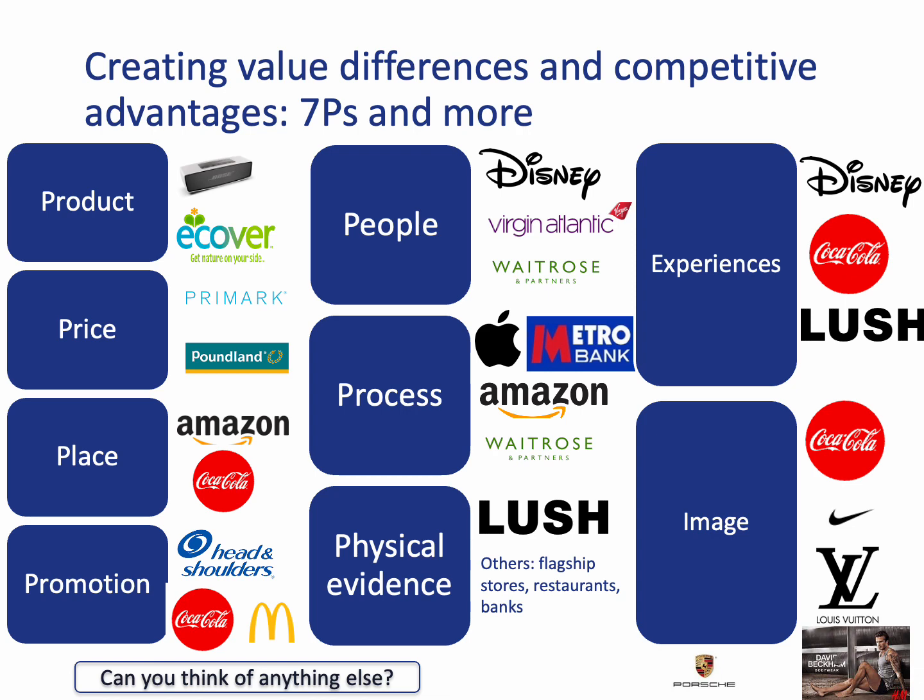Now, price. Primark and Poundland are prime examples of companies that try to offer lower prices. They don't necessarily claim to offer better quality, but they claim it's just as good quality, just lower prices. You can also differentiate through place. For example, Amazon offers online delivery, and you can get quite quick, speedy delivery. So Amazon will also be a part of another element, which is process. Coca-Cola is another example. You would probably struggle to find a place where Coca-Cola is not available. So in that sense, they created convenience for customers because they can purchase it anywhere.